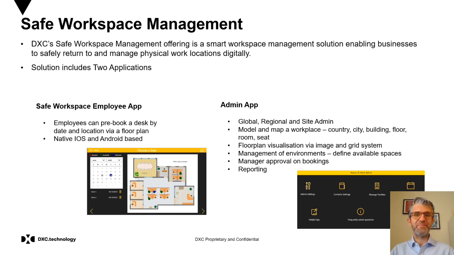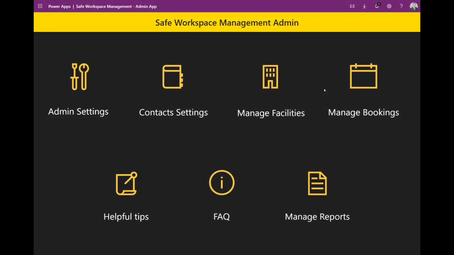Let's take a look. So here we are in our Safe Workspace Management admin console. In here, we get to define our admin settings. This is a place where we go to define email addresses for alerts and enable and disable functions. Contacts is a place where we can store our key contacts, such as an office manager, to make it easy for our users to communicate with.